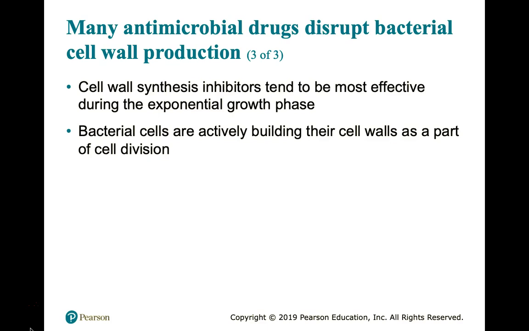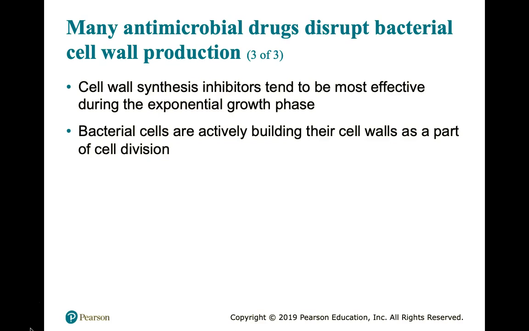cell wall inhibitors. Cell wall inhibitors are really effective during the exponential growth phase, because remember, during exponential growth phase you have lots of binary fission. As a pathogen is undergoing binary fission, if you introduce a cell wall inhibiting antibiotic, it's going to block that pathogen from making the cell wall whole. And when it does that, the bacteria becomes more susceptible. A good example of that is penicillin.